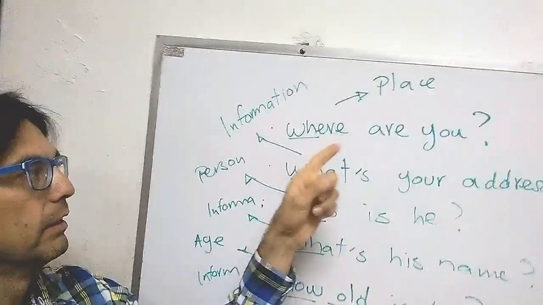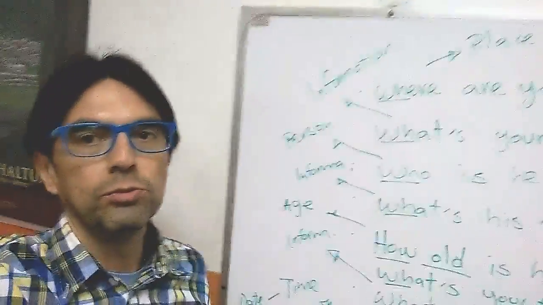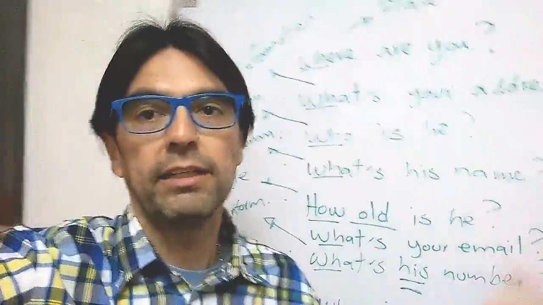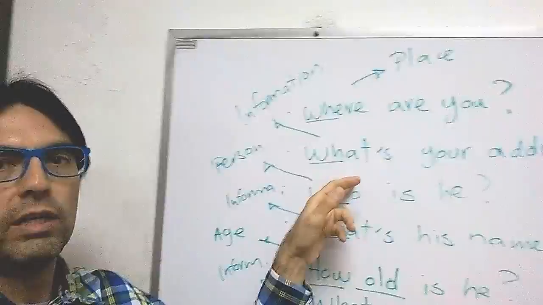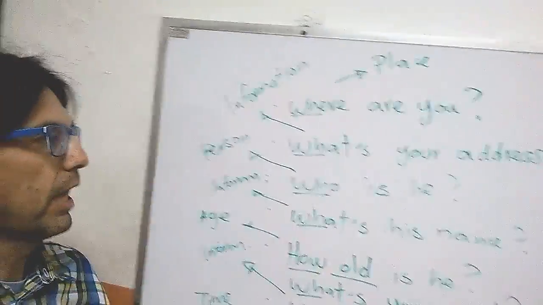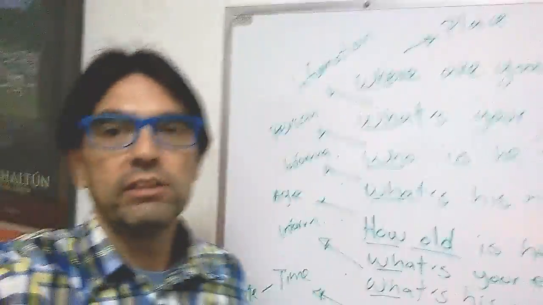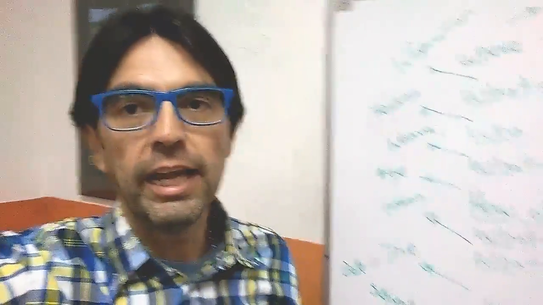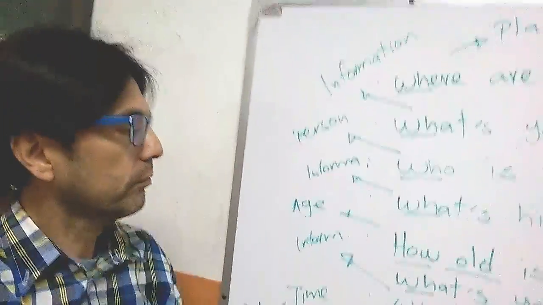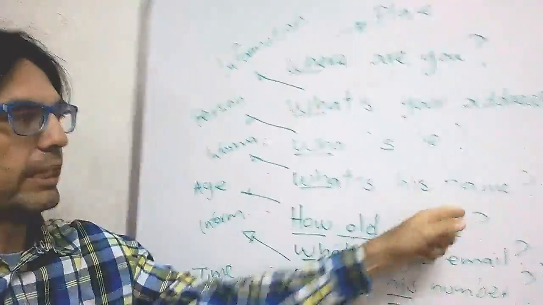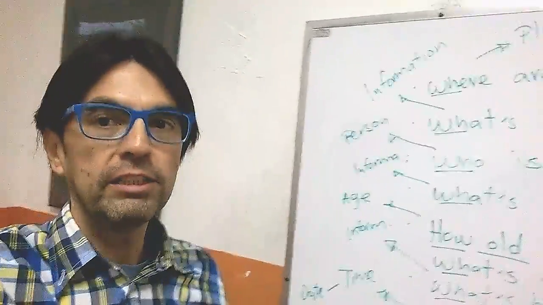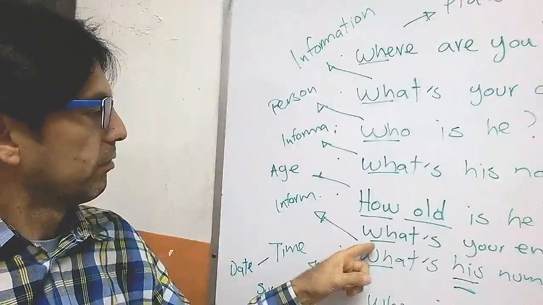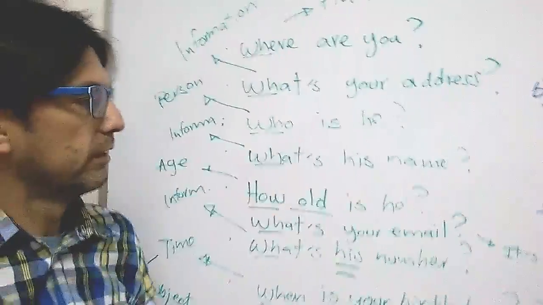Okay, the question word for a place is where. Where are you? Where were you last night? Okay, the question word for information is what. What's your address? Okay, it's 13th Street, 168 San Damian neighborhood. Or what's his name? It's Pablo. What's your name? It's Jerry.